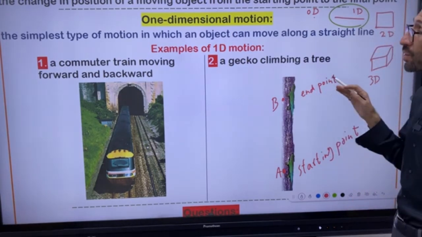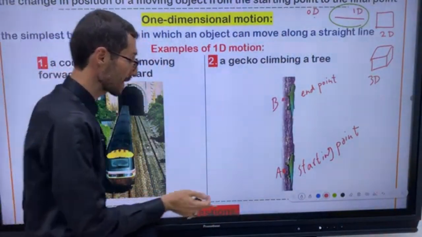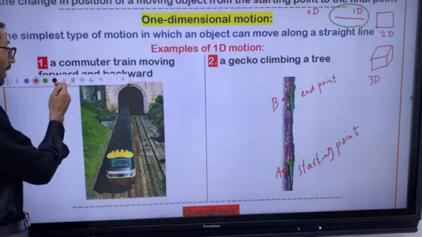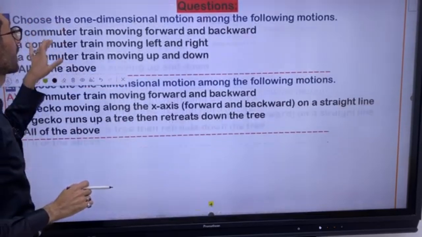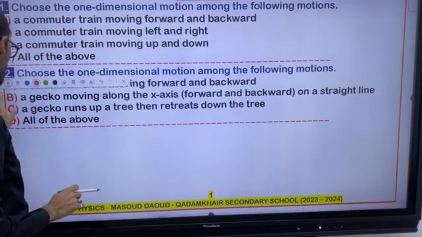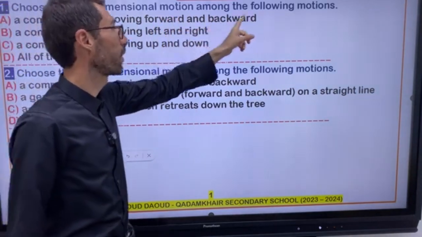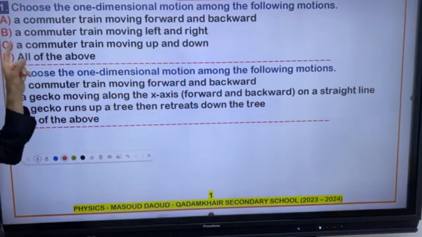So they are examples of one-dimensional motion. I prepared some questions for you. Let's discuss them together, one by one. So question number 1. Let me read question number 1 for you. It says, choose the one-dimensional motion among the following motions.